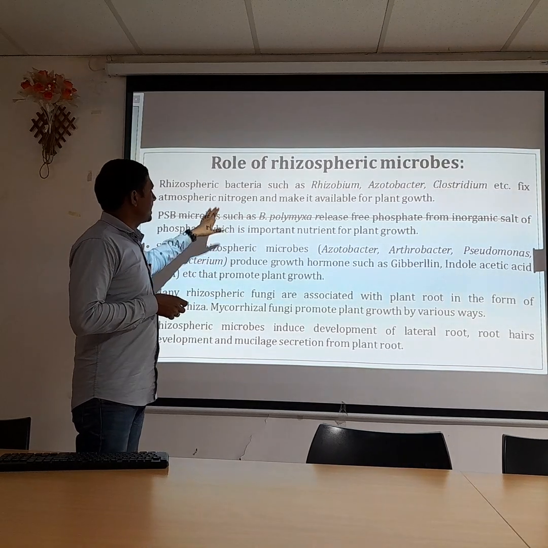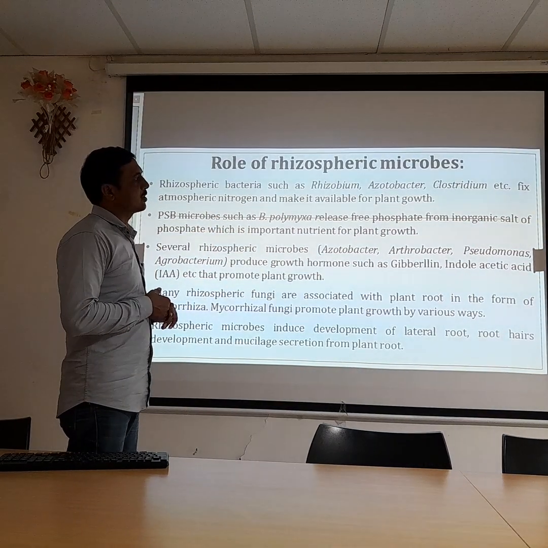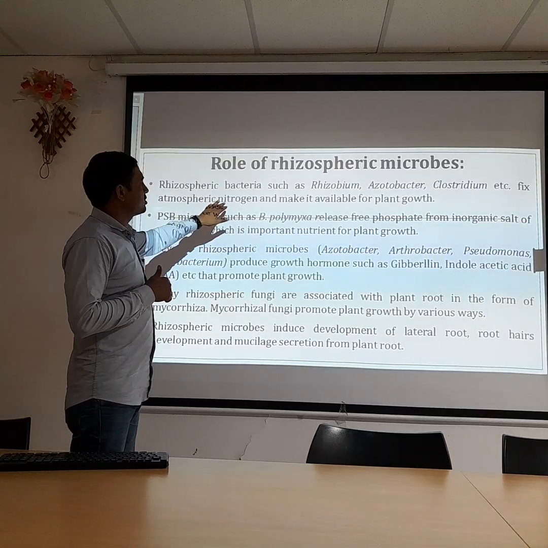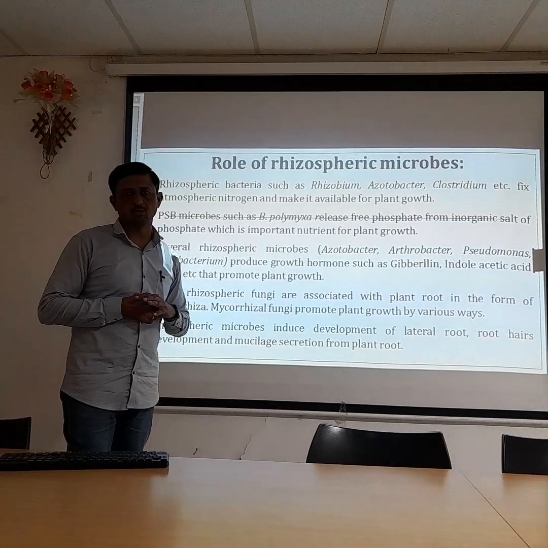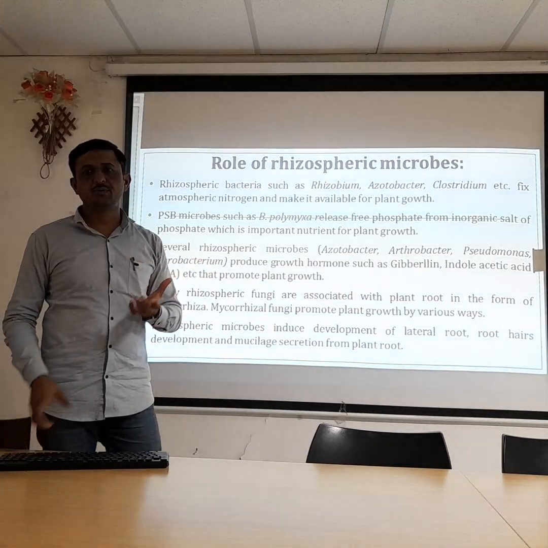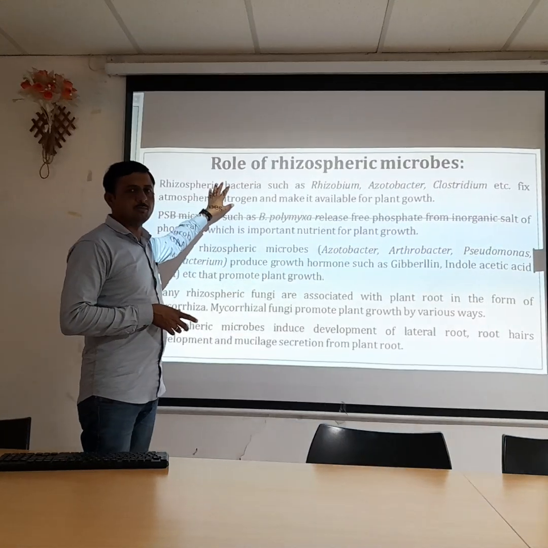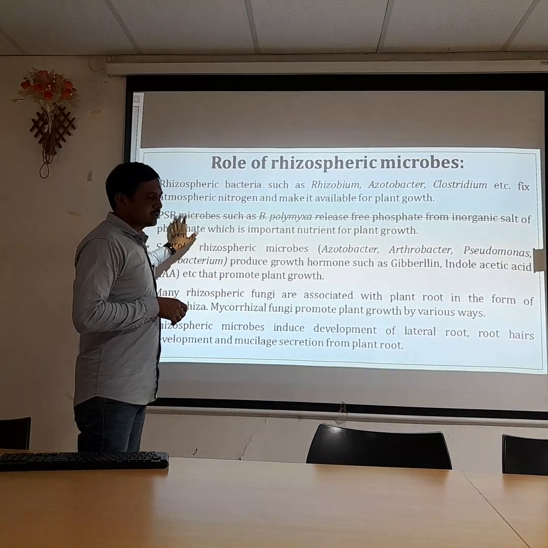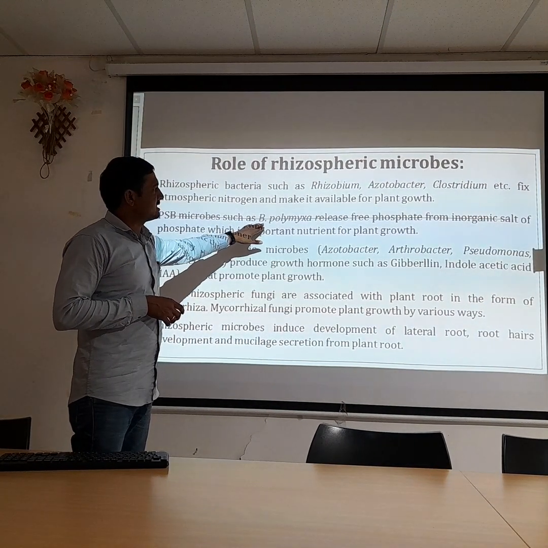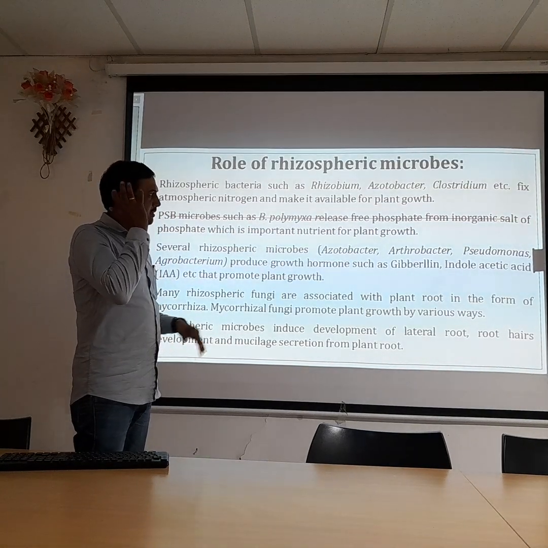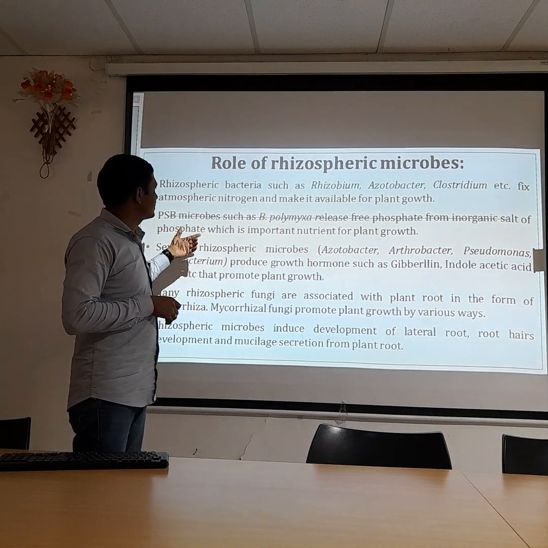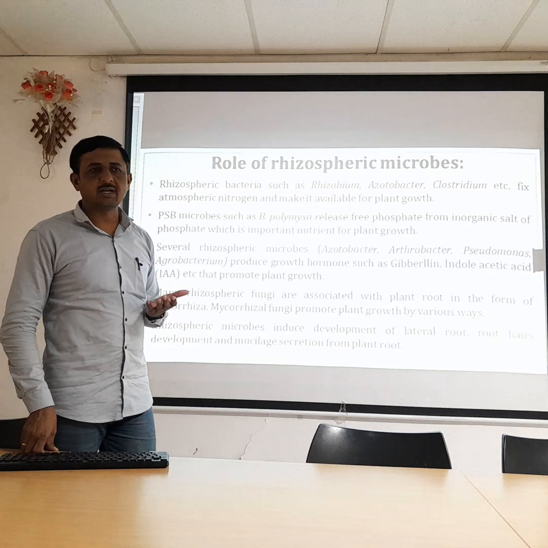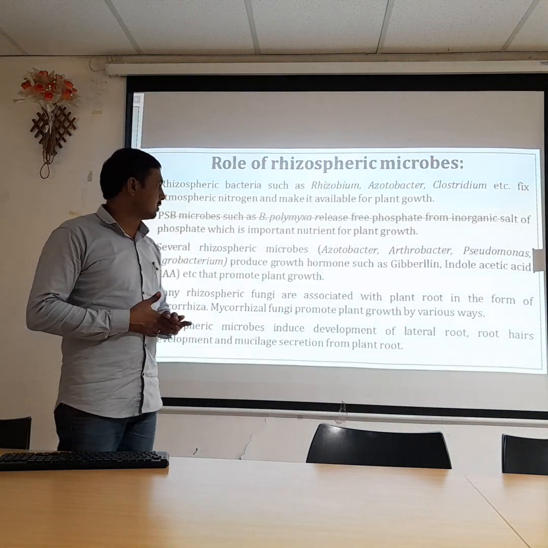We will discuss it. Rhizospheric bacteria such as Rhizobium, Azotobacter, Clostridium are involved in fixing atmospheric nitrogen and making it available for the plant. On the other hand, they absorb nutrition from the plant. So it is nothing but a symbiotic association between the plant roots and microbes. Phosphate solubilizing microbes such as Bacillus polymyxa release free phosphate from the inorganic salts of phosphate, which is an important nutrient for the plant root. Phosphate solubilizing bacteria are also helpful for the plant root.